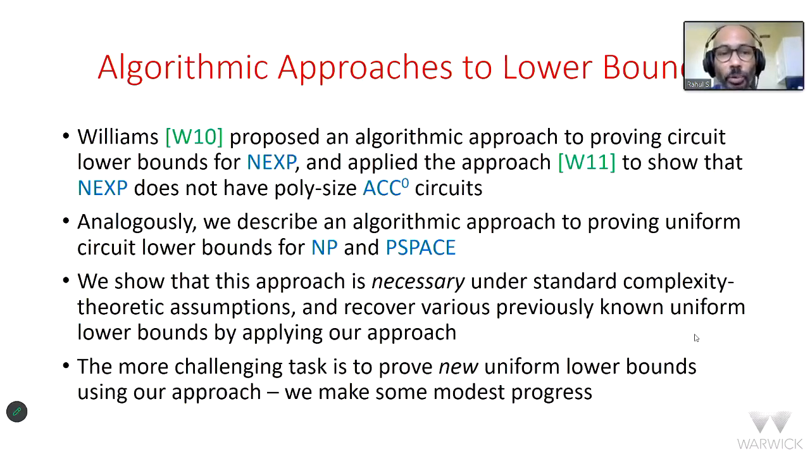We describe an algorithmic approach to proving uniform circuit lower bounds for NP and polynomial space. We show various features of the approach that are necessary and the standard complexity theoretic assumptions that can be used to recover various previously known lower bounds. And of course, the much more challenging task is to prove new and interesting uniform lower bounds using our approach. We make some modest progress here by showing a new lower bound for a certain class, which I'll mention at the end of the talk.